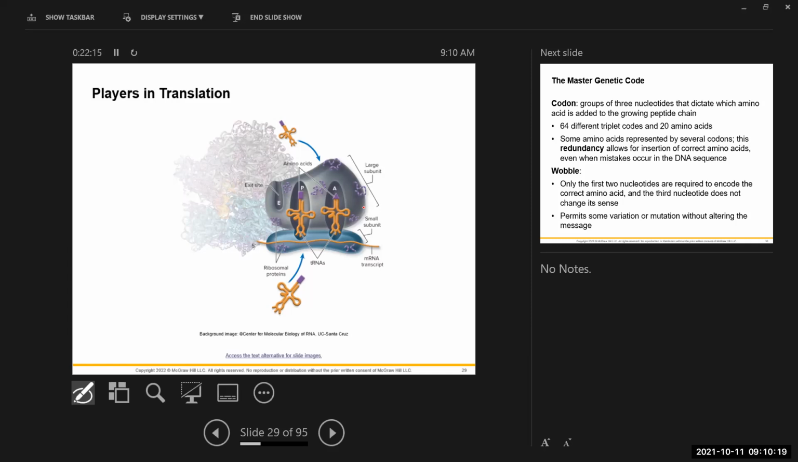When the proper tRNA that is carrying the amino acid to which it corresponds occupies this site, you now activate in the ribosome something called the peptidyl transferase activity.